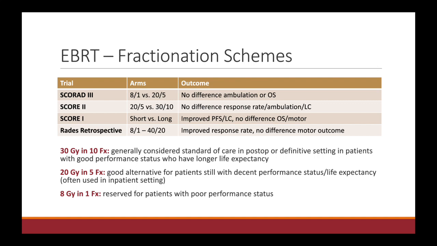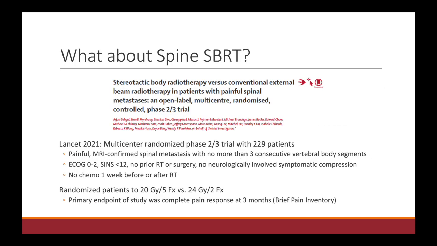If patients have less of a performance status or less long of a life expectancy, 20 gray in 5 fractions can be a good alternative, and this is often what we see used in the inpatient setting. And then finally, 8 gray in 1 fraction should really be reserved for patients that have a very poor performance status. Now, you may be wondering, what about spine SBRT?